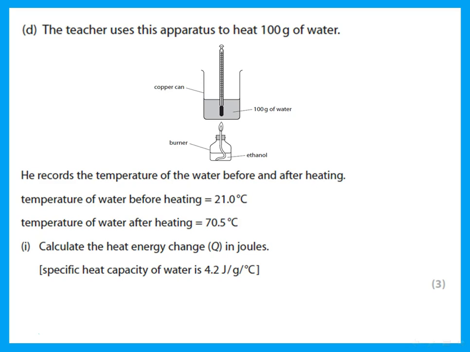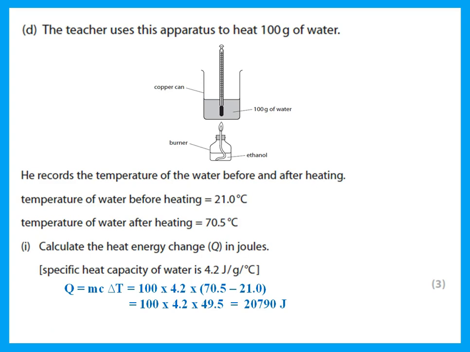How do we get Q? We said Q is mc delta T. M is the mass of the water, which is 100, times c, which is 4.2, that's a constant number, times delta T, which is the change in temperature. That comes out to be 20,790 joules. Remember, the answer to this equation is in joules.